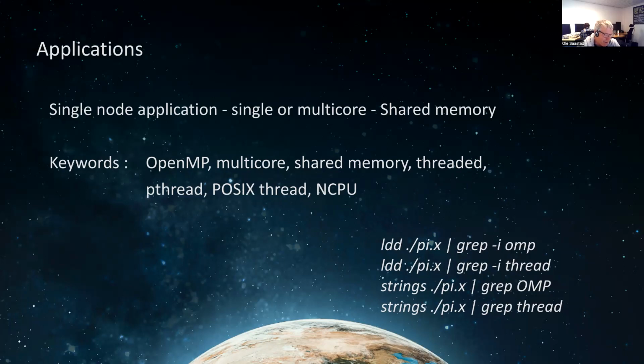Or you could even run the nice program called strings, which prints out any sensible character strings in bytes that can be looked upon as printable characters, and look for occurrences of OMP or thread or whatever. So this is quite nice and powerful. It's nice to try them on different programs, because you never know what kind of strings are hidden inside the program.